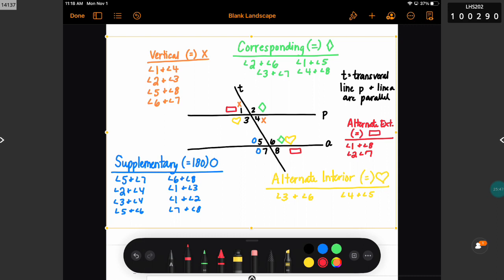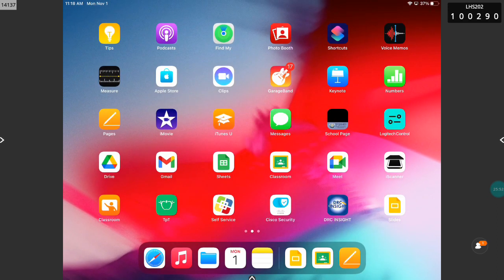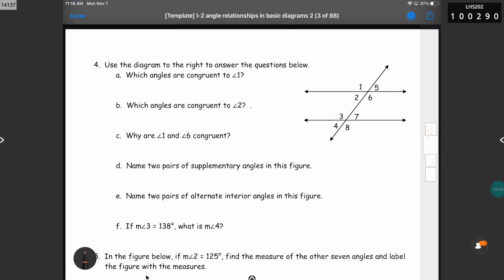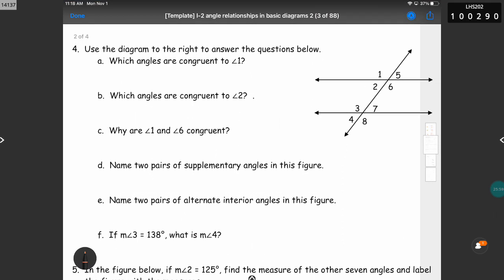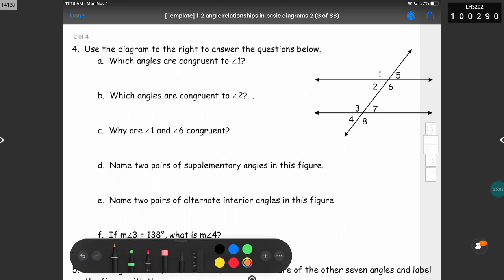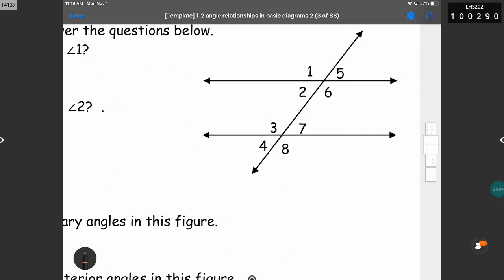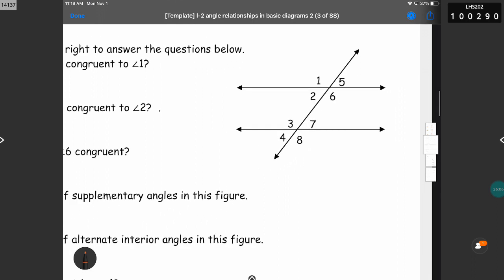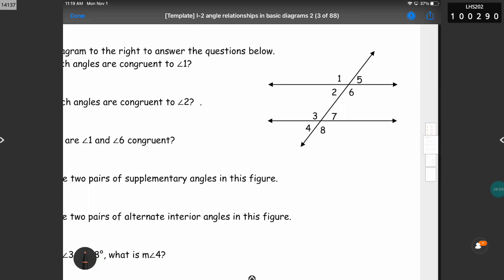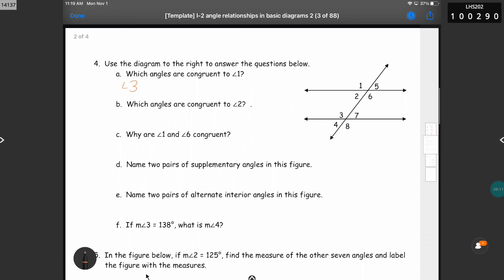All right, so I'm going back to this page now. Use the diagram to the right to answer the questions below. What angles are congruent to angle 1? So what angles are equal to angle 1? Okay, angle 3, because they are what? Corresponding. Okay, what other angle? Angle 6 is vertical, and then angle 8 would be alternate exteriors.